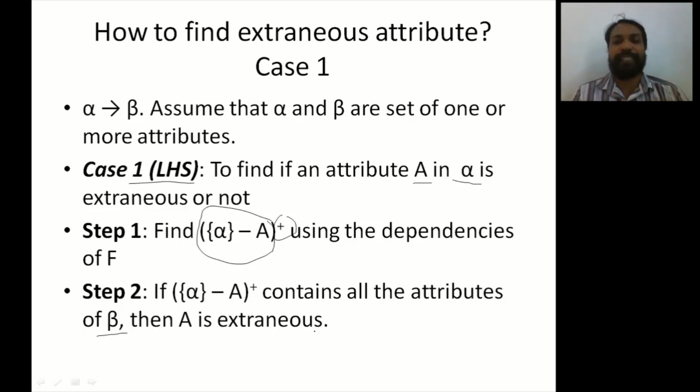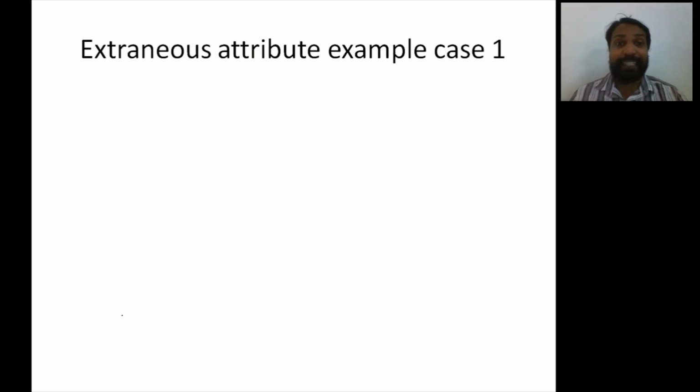So this is simple. How to find these extraneous attributes? You remove that attribute from alpha, the X part, and you find the closure. You know how to find the closure; you have seen the algorithm. If you get the closure and beta is present in that closure, then A is an extraneous attribute. We will see this with an example.